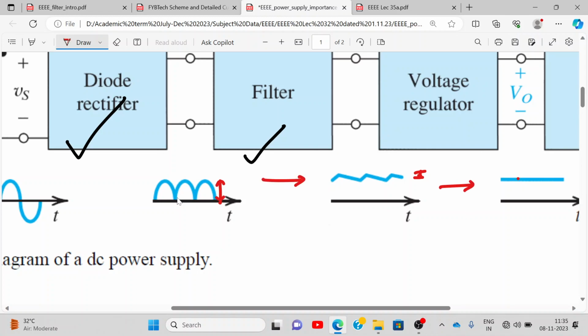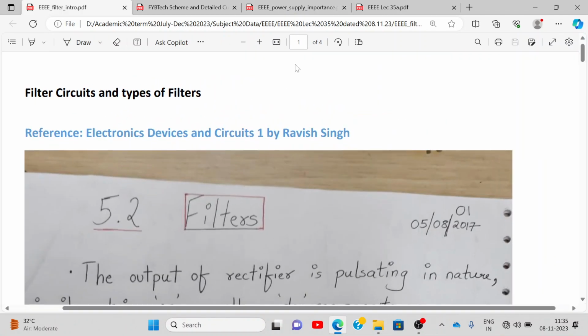The next action from this to this is a regulator. Okay. Before that we will have a filter circuit. So right now we will see how a circuit will transform a rectified output to this filtered output and how it happens. Okay, so in your syllabus you have only one type of filter. There are actually many types, but we'll study only the capacitive filter.